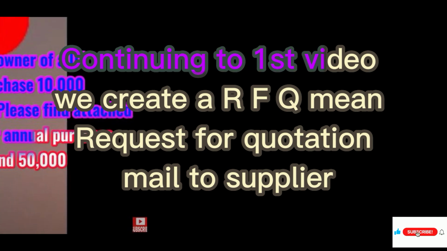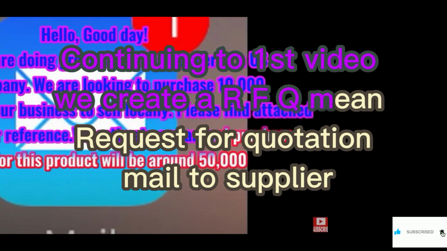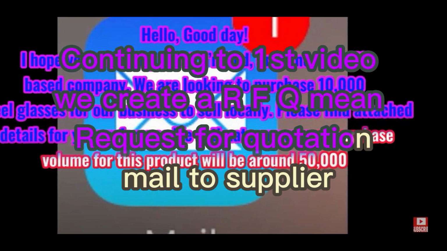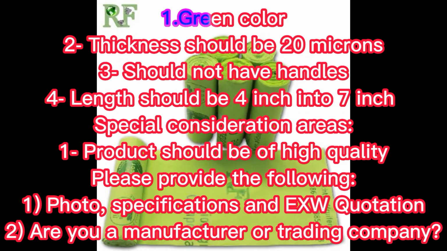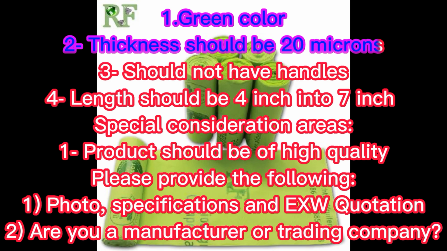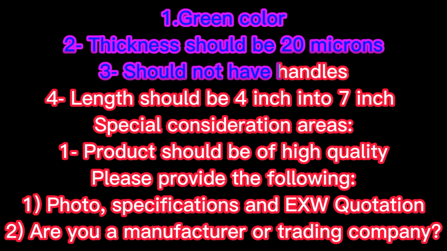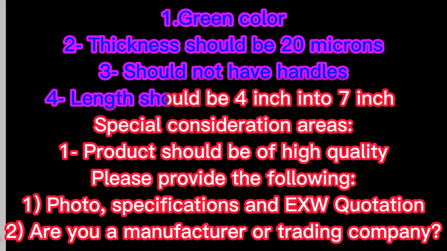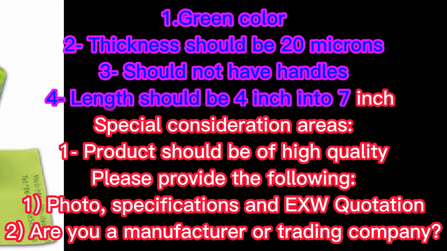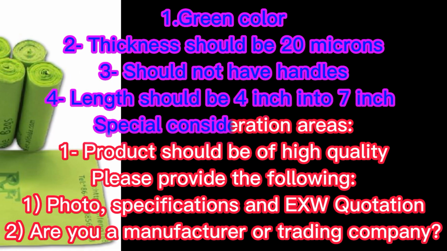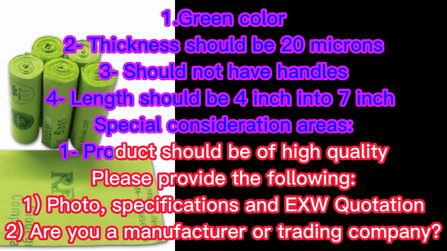Continuing from the first video, we create an RFQ, which means Request for Quotation, to mail to the supplier. What will be included in the RFQ? Compostable bags: 1. Green color. 2. Thickness should be 20 microns. 3. Should not have handles. 4. Length should be 4 inch by 7 inch.